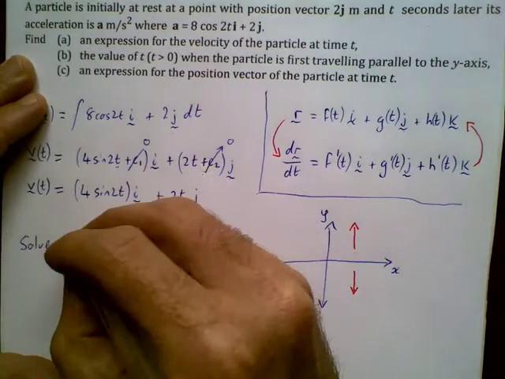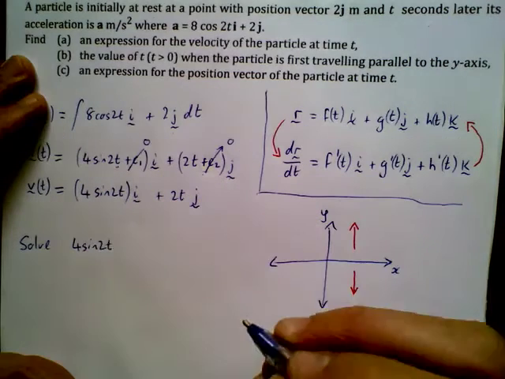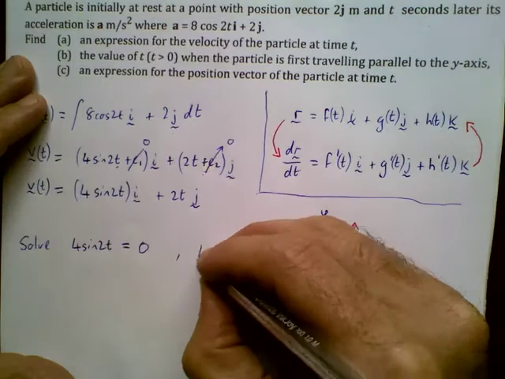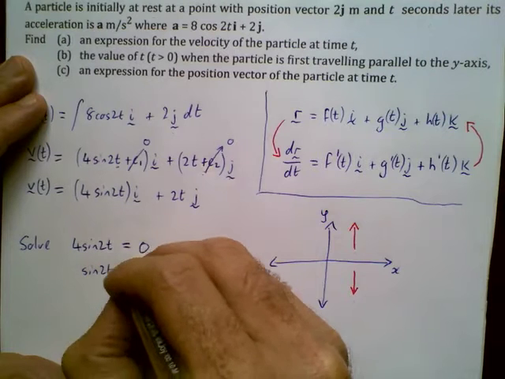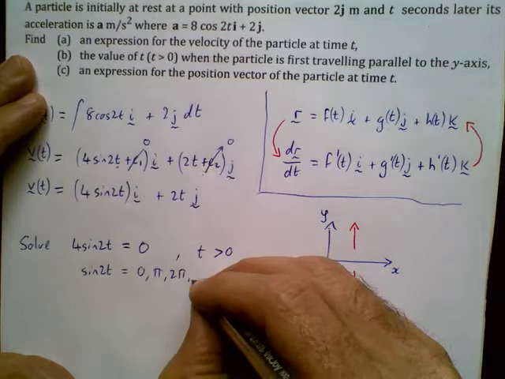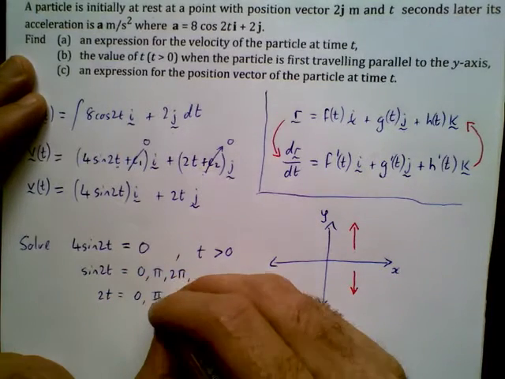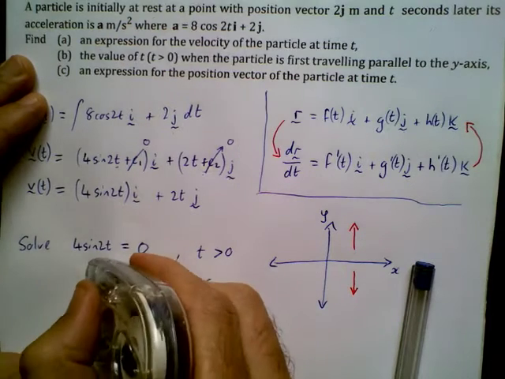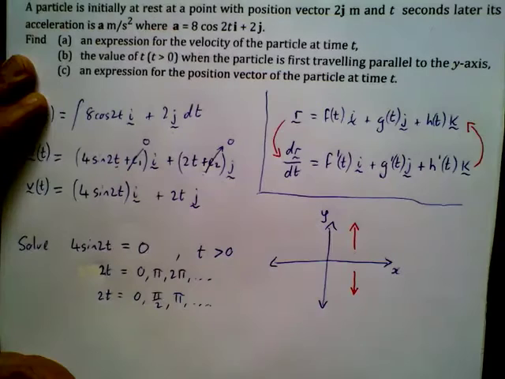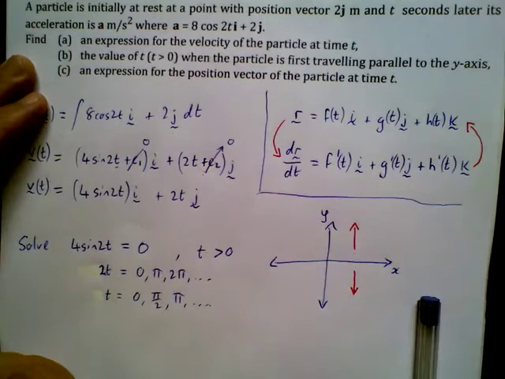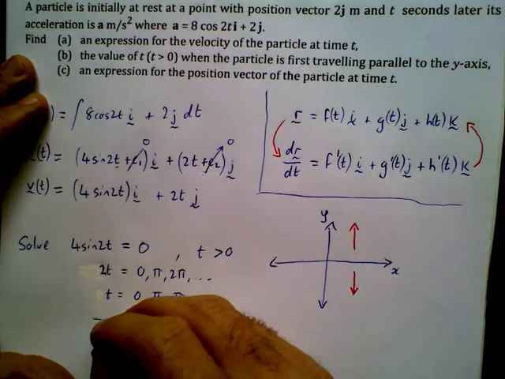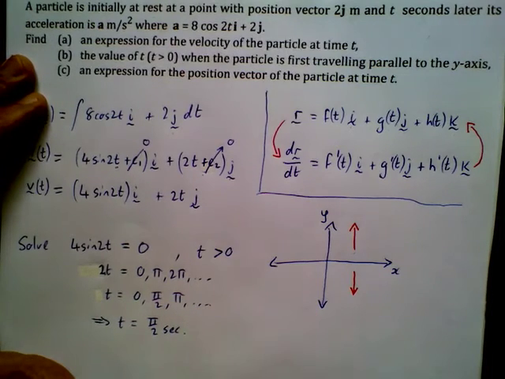Because it's moving parallel to the y-axis at this point, just set the i component equal to 0 and solve. So solve 4 sine 2t is equal to 0, and we want t greater than 0. So solving that, we'll just get sine 2t is equal to 0, pi, 2 pi, etc. Oops, that should have been 2t at this point. There we go, so we've got 2t is equal to 0, pi, 2 pi, and t therefore is equal to 0, pi on 2 or pi. So the first time after t is equal to 0 that we've got the particle moving parallel to the y-axis will be t is equal to pi over 2 seconds. Okay, so that's that part done.